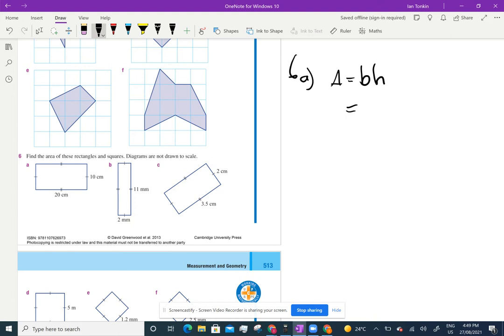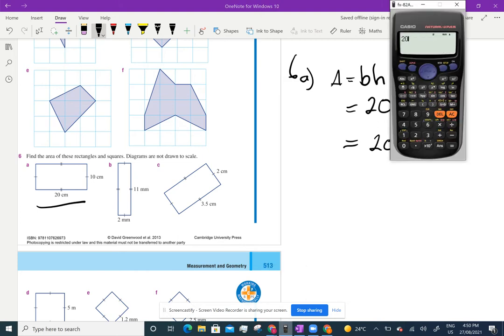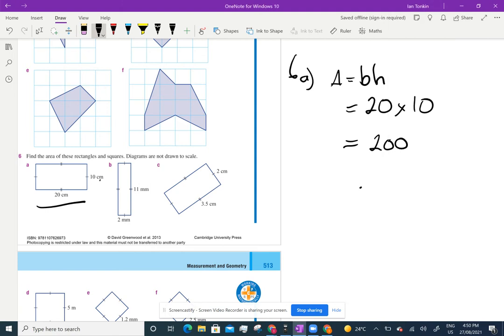Well, what's the base? 20. And by the way, we're looking at this rectangle. And what's the height? 10. And I go, 20 times 10. Now you should know that that's just adding another 0. But you can go to your calculator. 20 times 10, 200. And note the units, centimetres. So we'll say centimetre squares. Don't say centimetre. Yeah, it's most important.